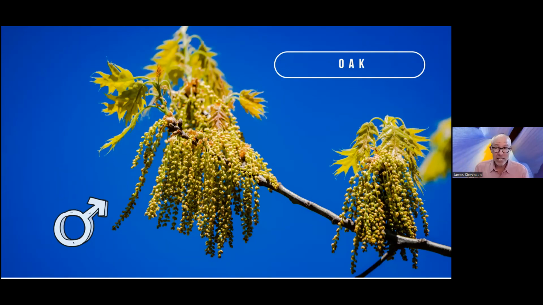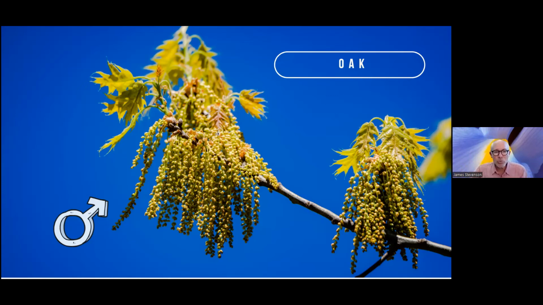In the springtime, the oak produces reductionist flowers. One flower is based on the blueprint, but it's missing petals and it's missing carpels. It's still a flower, it's just missing carpels and petals. So what's left? Just stamens.